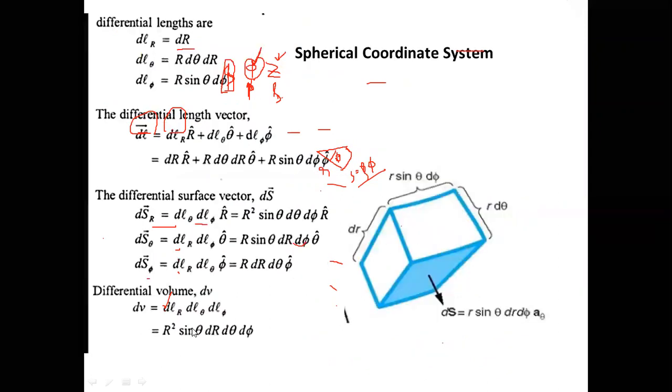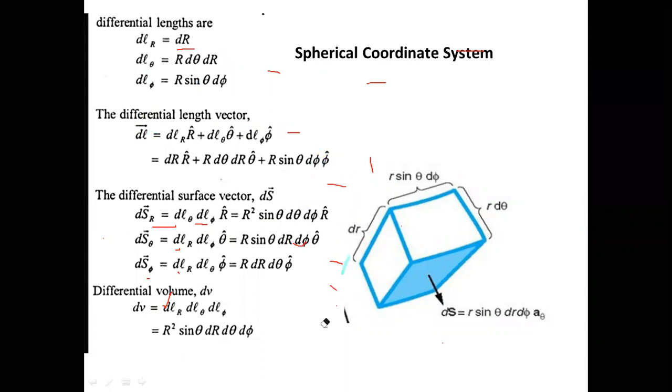Now the surfaces for the spherical coordinate system. R, theta, and phi, these three are the axes for the spherical coordinate system. So the differential length along r will be equal to dr. The differential length along theta will be equal to r d theta. Similar formula, S is equal to r theta.